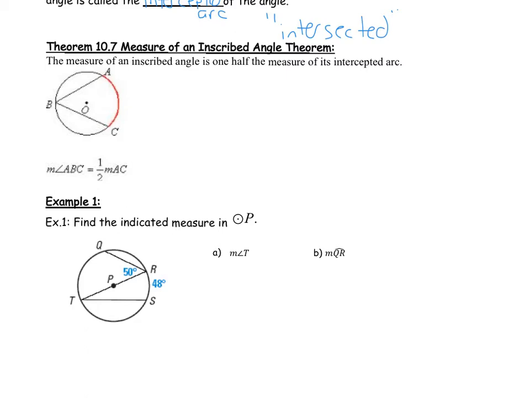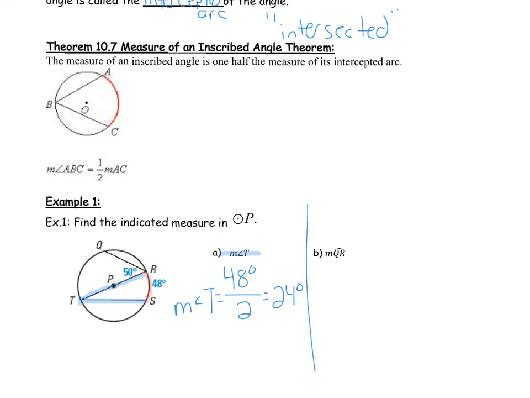In example 1, we're trying to find the measure of angle T on the circle. Hopefully we can see that this chord and this chord form angle T, and the intercepted arc there is 48 degrees. To get the measure of angle T, you take that 48 degrees and divide by 2. So the measure of angle T will equal 24 degrees.